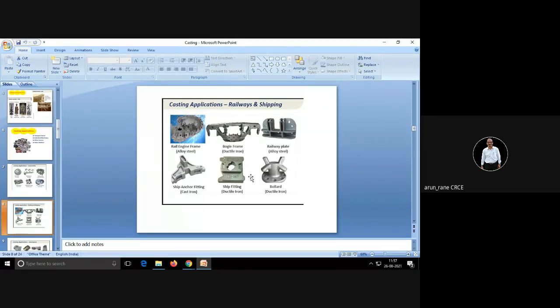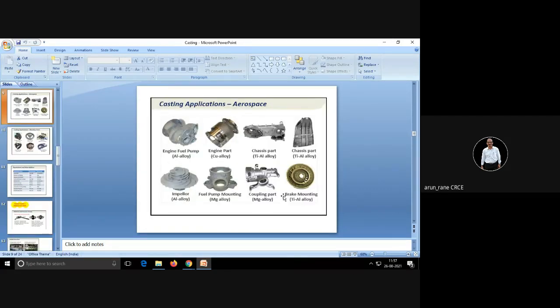In railways and shipping also they have wide applications, like the railway engine frame, the bogie frame, railway plates, the ship's anchor fitting, then ship fittings, and then bollards. So these are the different products which are used in railways and shipping. Again in aerospace also, like the engine fuel pump, it's fully cast, totally cast.